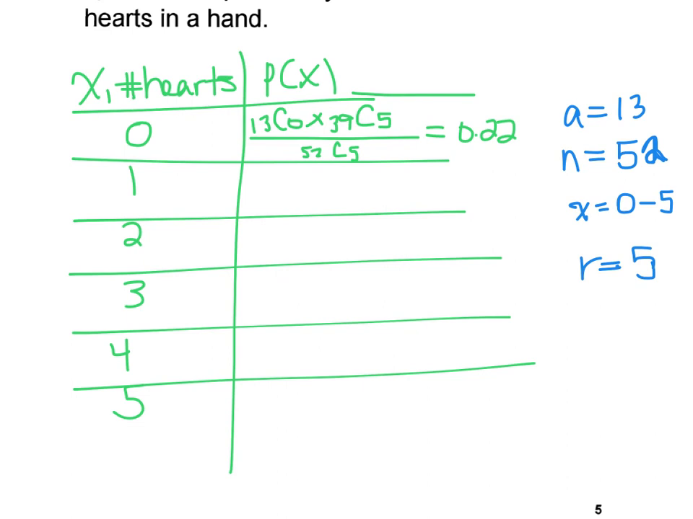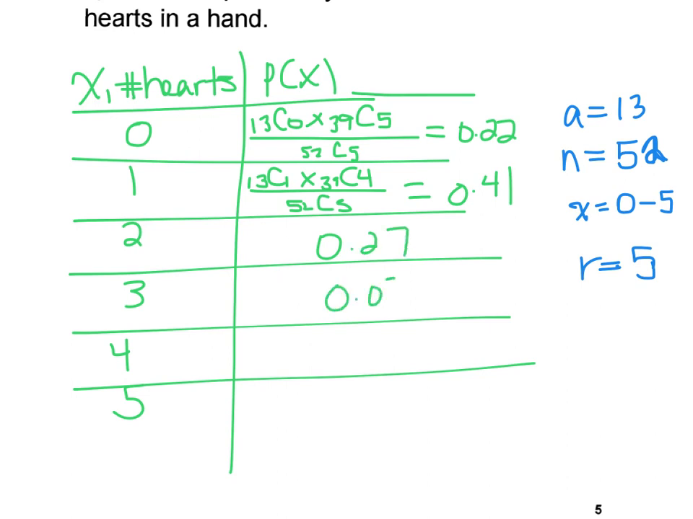Okay, I'll do one more and then I'll just fill in the rest. So 13 choose 1. We want 1 heart, which would mean that we would choose 4 of the 39 other cards, over 52 choose 5. And that should equal 0.41. And if you continue in that pattern, you would get 0.27, 0.08, 0.01, and 0.005. So that should be your probability distribution for the number of hearts in a hand dealt out.